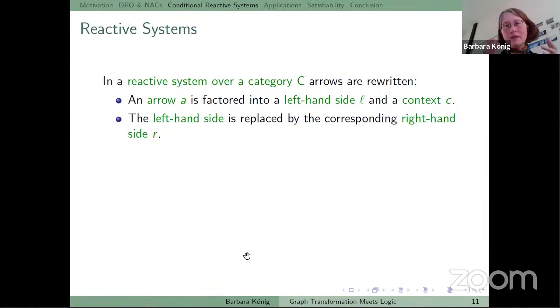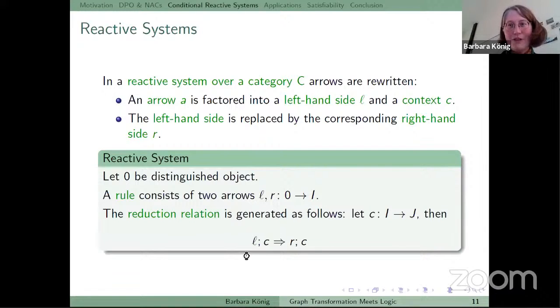But let's first say, what is a reactive system? Just going back to Milner's and Leifer's original theory. A reactive system is always over some category C. I'll talk about example categories shortly. What you do is you rewrite arrows. You do not rewrite the objects of the category, but the arrows of the category. You have an arrow A and you factor it into a left-hand side and a context. Then you replace the left-hand side by a right-hand side, which is also an arrow. And then you compose this with the context, and that's it. This is the definition. It's very short.